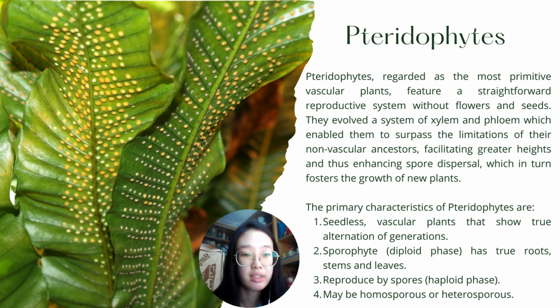The primary characteristics of pteridophytes are that they are seedless vascular plants that show true alternation of generations. The sporophyte, which is the diploid phase of the alternation of generations, has true roots, stems, and leaves. Also, the spores, which are in the haploid phase, are produced and matured in unique cells, capsules known as sporangia. In other words, they help the organism to reproduce.